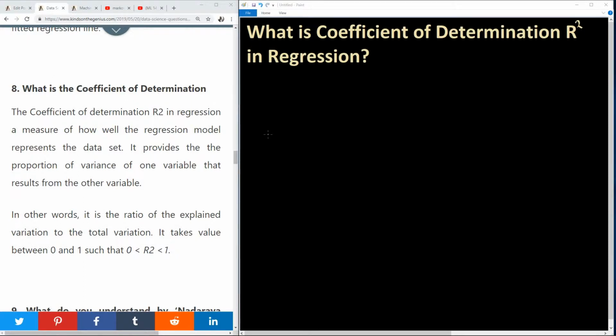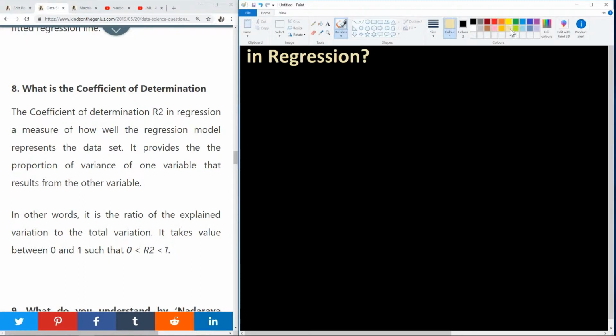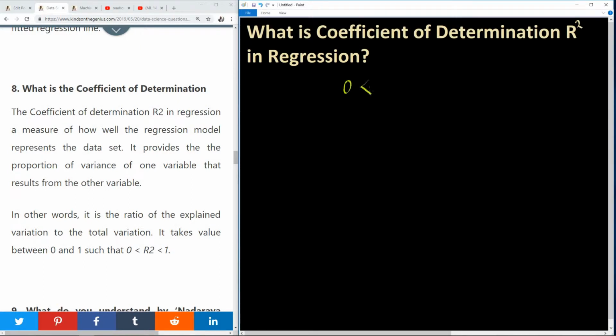In other words, it is the ratio of the explained variation to the total variation, and it takes a value between 0 and 1. So we have that 0 is less than or equal to R squared is less than or equal to 1. So if we have a coefficient of regression R equal to 0.922, that means that R squared is equal to 0.850, which is equivalent to 85%.